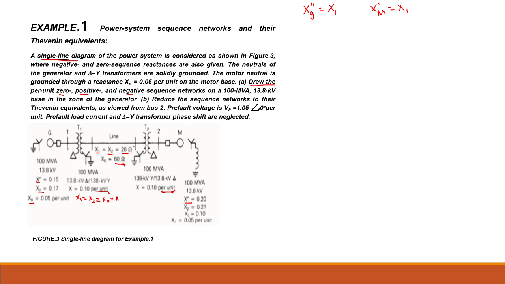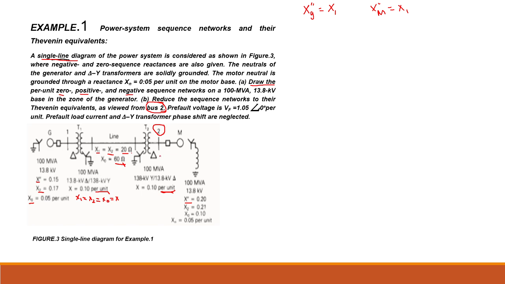And second, we need the Thevenin equivalent circuit. Reduce the sequence networks, the zero, positive, and negative, to their Thevenin equivalents, as viewed from bus bar number 2. This means that we assume that the fault takes place at bus bar number 2, with the terminals brought out from the three phases at the point of fault.